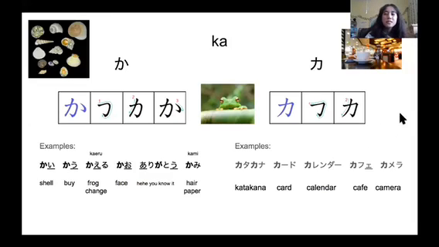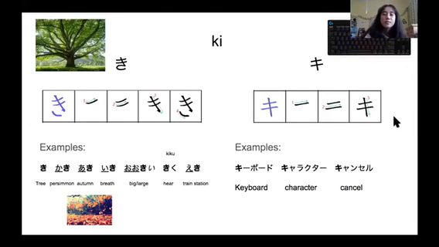So next, we have ki. This one is 4 strokes, and make sure you put the little click on the 3rd stroke. Some examples are ki, which is tree. There's also, wait, how is it pronounced? It's a fruit. Okay, yeah, fruit, which is kudamono. And then there's autumn or fall.